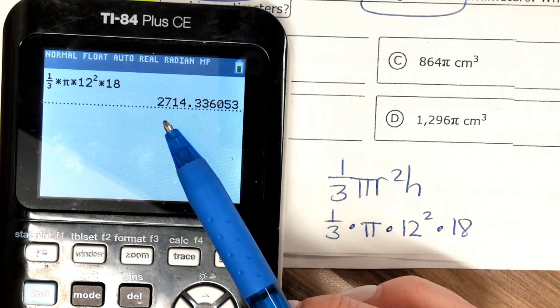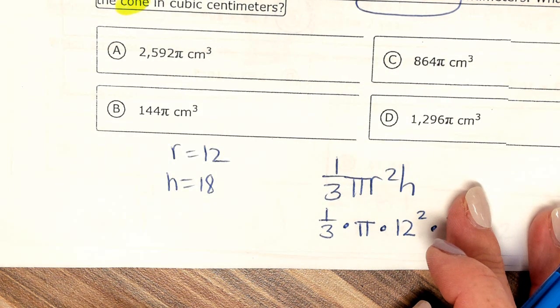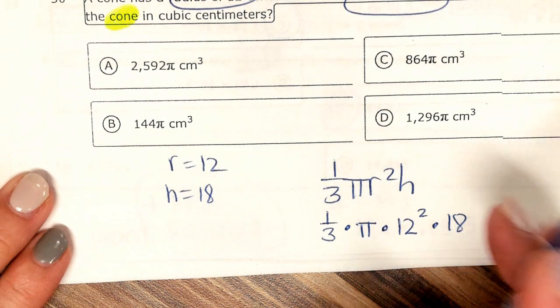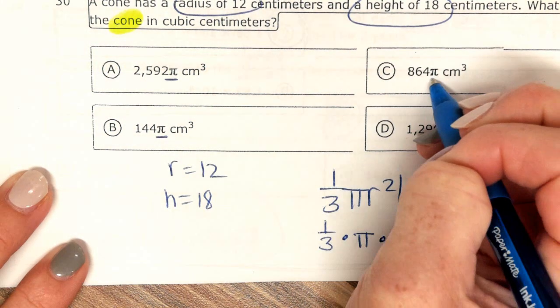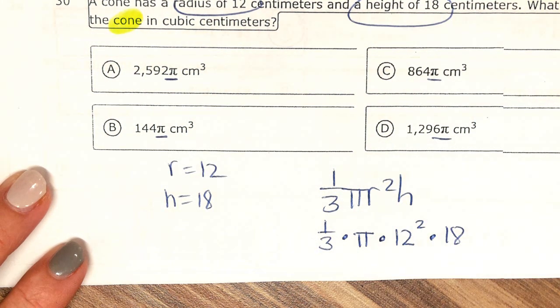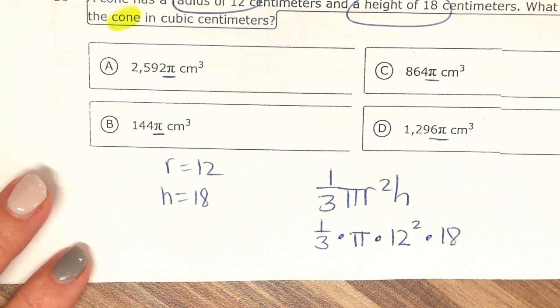Did any of the answers say 2,714? No, but I know I did it correct. Now look at their answers closer. What do their answers contain in them? Every single one of them. That means they didn't type pi into their calculator, they just kept it as their answer.